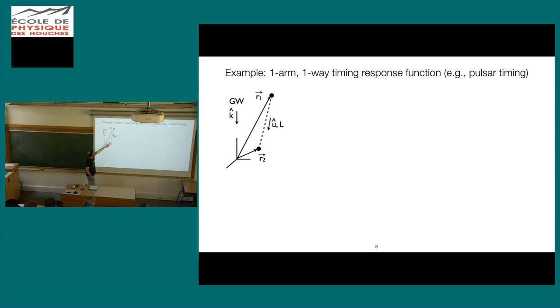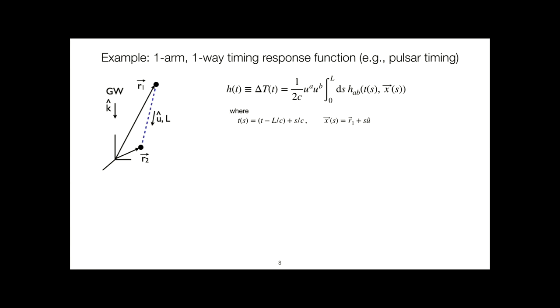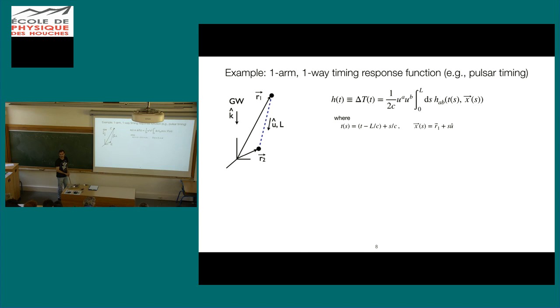towards our detector, which will be here at vector R2, okay? So you could think of this as the pulsar, this is the Earth, and this as the radial pulse sent from the pulsar to the Earth. And what we'd like to do is calculate h of t, which I define to be the delta t induced by the gravitational wave.